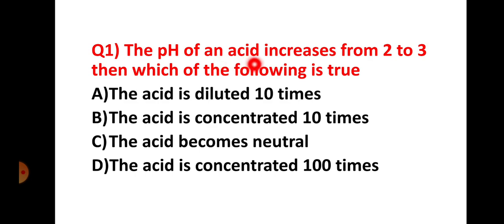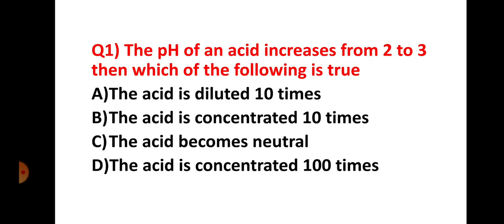The pH of an acid increases from 2 to 3, then which of the following is true? Option A, the acid is diluted 10 times. Option B, the acid is concentrated 10 times. Option C, the acid becomes neutral. Option D, the acid is concentrated 100 times.